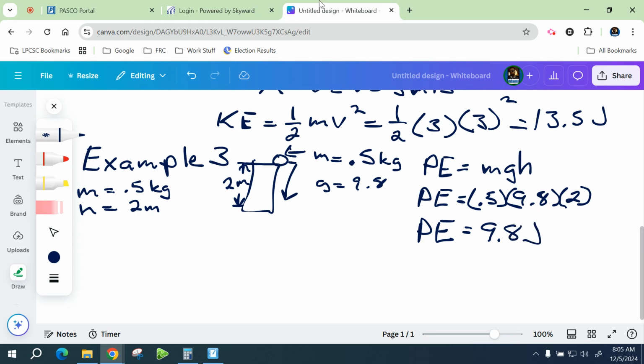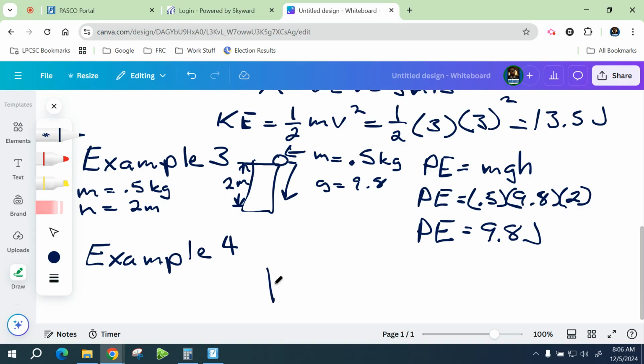Notice on all these problems, I'm drawing the picture first. I love to draw the picture and then label the information that's given to me in the problem. There's words associated with this problem. I'm skipping the words for you guys. Let's do one more. Example 4. And most of these formulas you should already have written down in your notes. I just wanted to go through at least one example each.